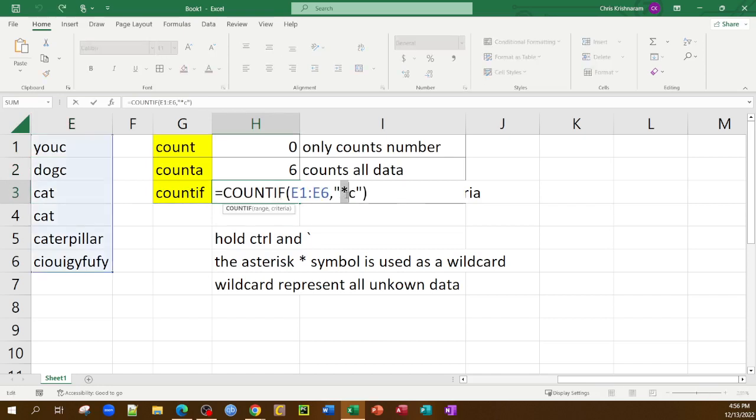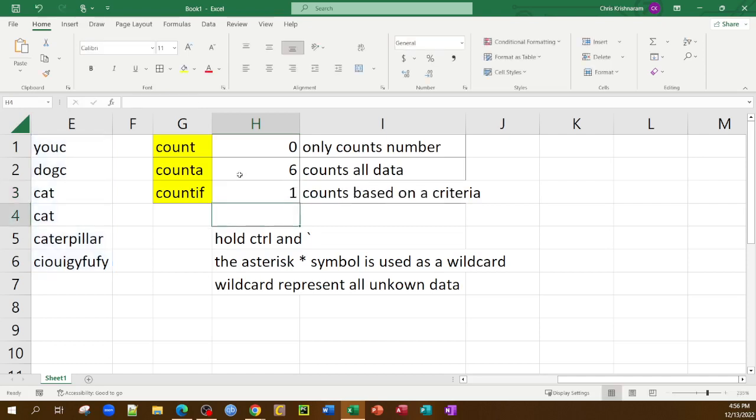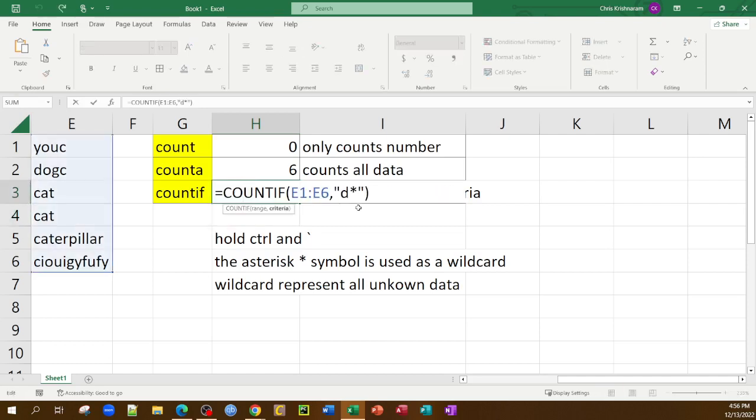It helps you to pinpoint or to look for data that you don't know what is the missing piece of that data. So this is how you can look for something that ends with a particular letter, or how you can look for something that starts with a particular letter. So D asterisk is looking for everything that starts with the letter D. Now you can also do a starting with a letter and also ending with a letter.